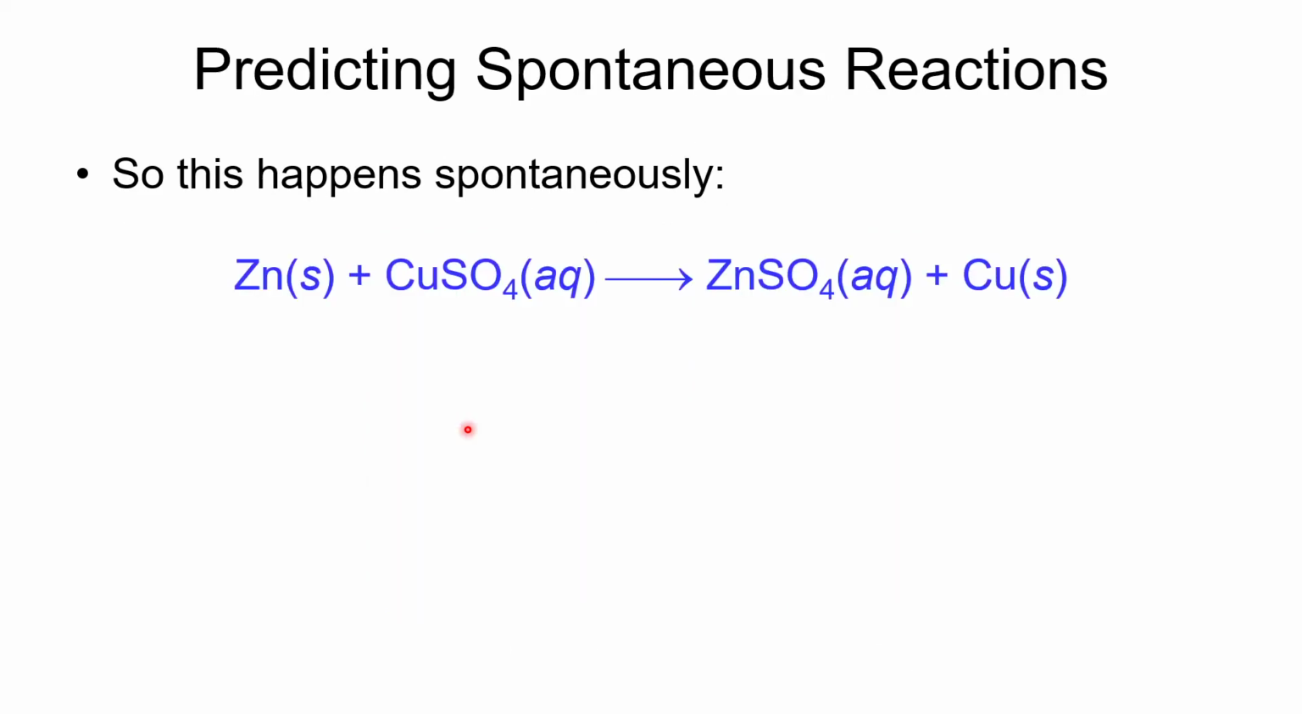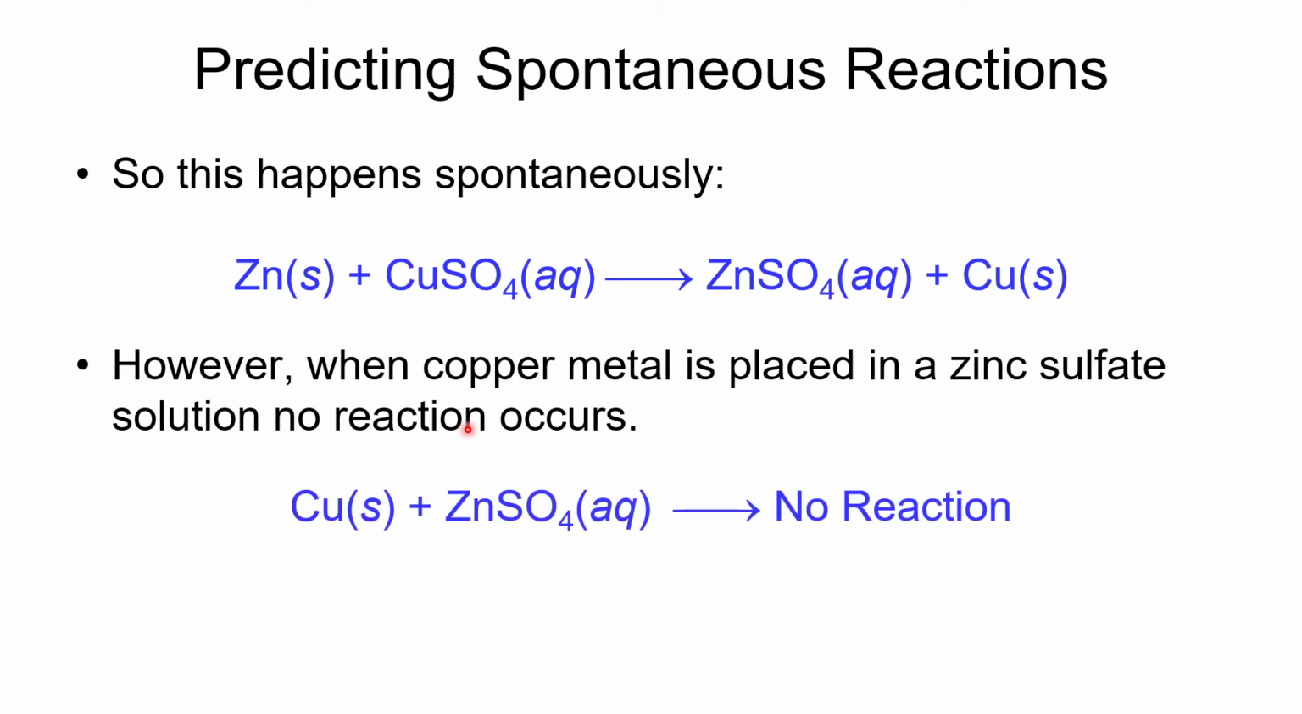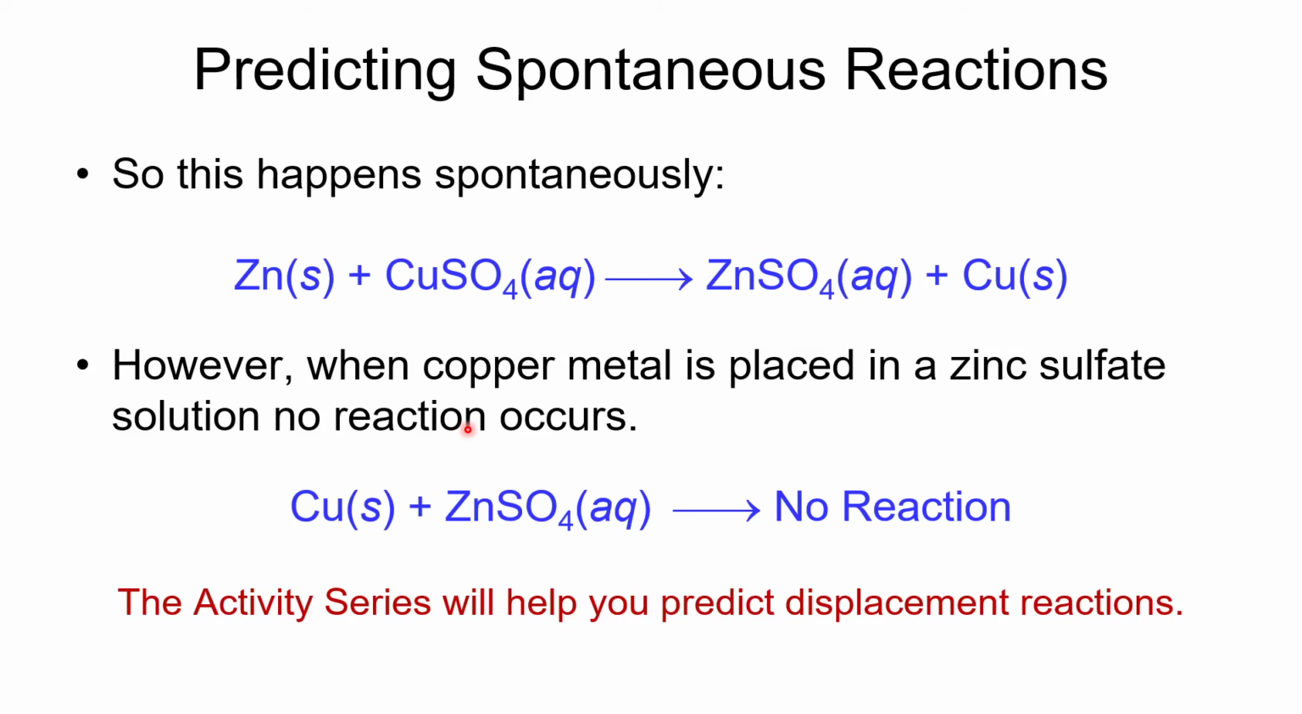All right, so this is a spontaneous reaction, much like a ball rolling down a hill is spontaneous. However, if we take copper metal and put it into a solution of zinc sulfate, we get no reaction. Just in the same way that if we put a ball at the bottom of the hill, it does not spontaneously roll to the top of the hill unless somebody is pranking you, right? So the way that we can predict whether a reaction is going to occur is to look at something that we call the activity series. The activity series is a tool that we use to solve this kind of prediction problem.